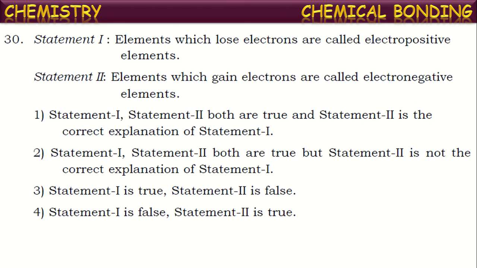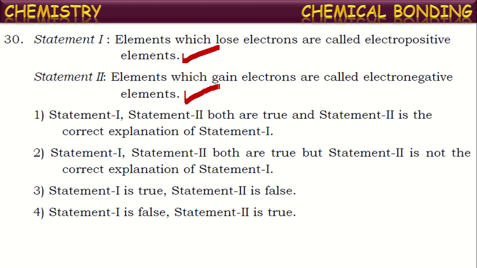Okay. Next, see statement 1 in this question. Elements which lose electrons are called electropositive elements. Yes. The atoms which are ready to lose electrons, and hence form positive ions, are called electropositive elements. Generally metals are electropositive elements. Second statement, elements which can gain electrons are called electronegative elements. Yes, this is also correct. Elements which are ready to gain electrons form negative ions. So those elements which are ready to gain electrons are called electronegative elements. Generally, non-metallic elements are electronegative in nature.